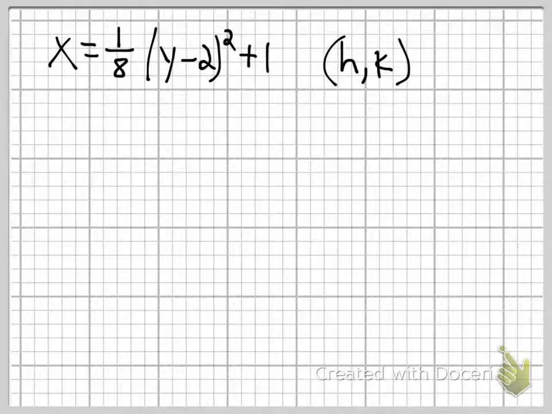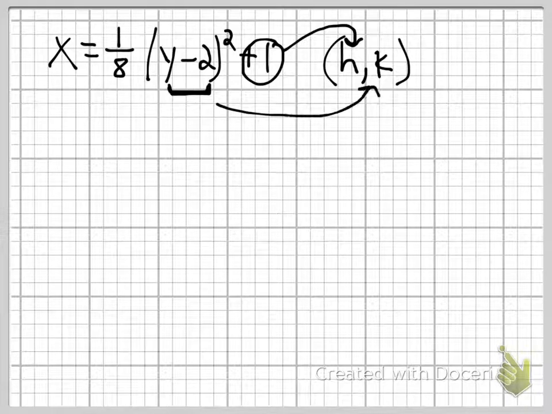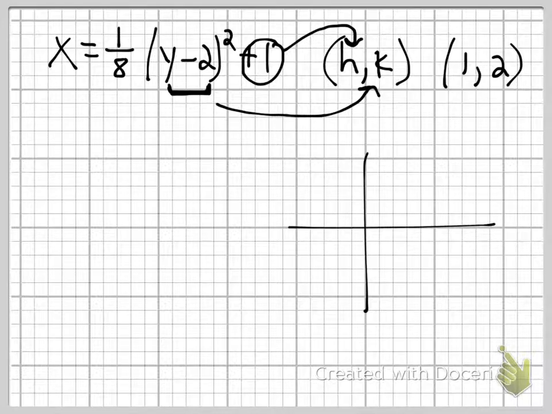Well, remember, in a horizontal parabola, when your y is what is being squared, when your x is what is being set equal to, this represents your h value, and this represents the k value, remembering that it's always opposite. So our vertex in this case is going to be 1, 2. And it's a positive a value, so my parabola is going to be at 1, 2, and it's going to open this way.